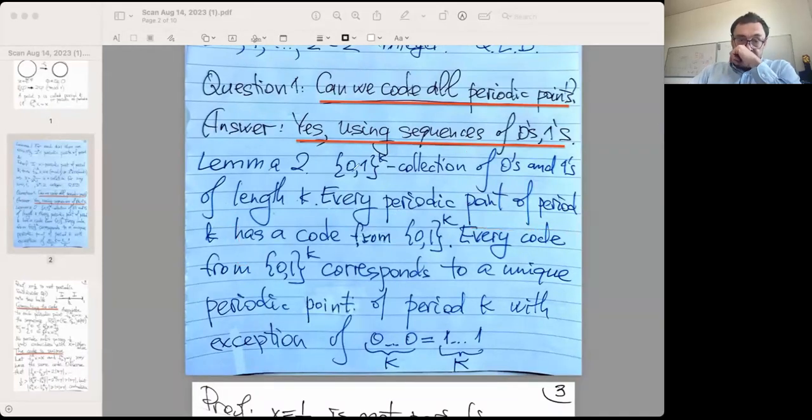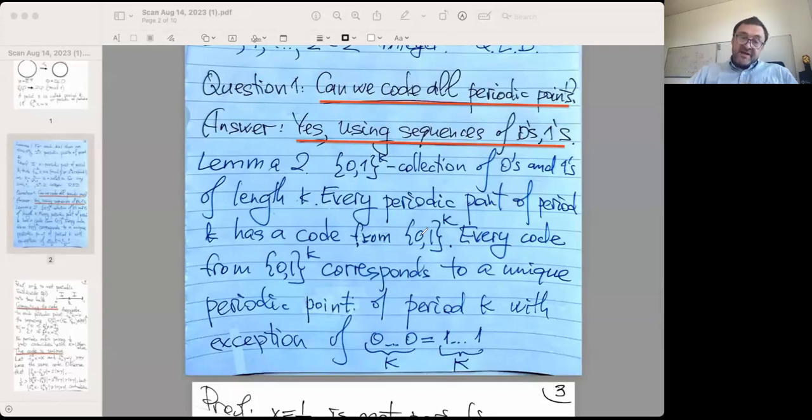So it turns out that if I want to code my periodic orbits, then what I need to do is use sequences of zero and one. For example, there is a periodic orbit which has a code which consists of only zeros. There is a periodic orbit for which there is a code 0, 1, 0, 1, 0, 1, and so on. So it turns out that for any code which is a sequence of 0 and 1, there is a periodic orbit which corresponds to this code. So there is only one exception in this story. The periodic orbit which consists of all zeros is zero, but the periodic orbit which consists of all ones is one, and zero is one modulo one.